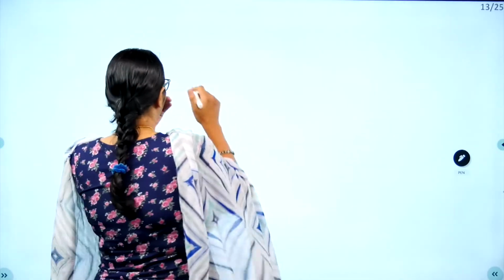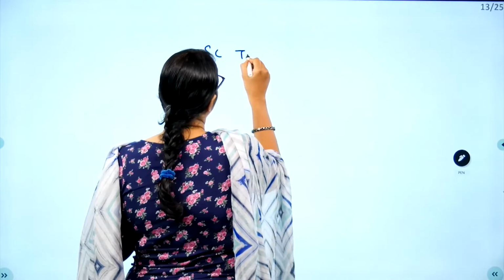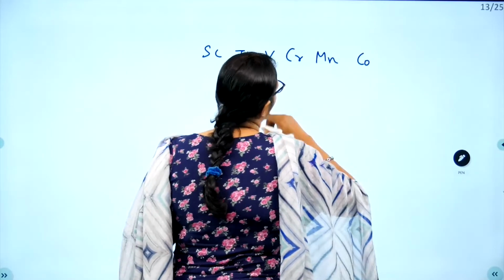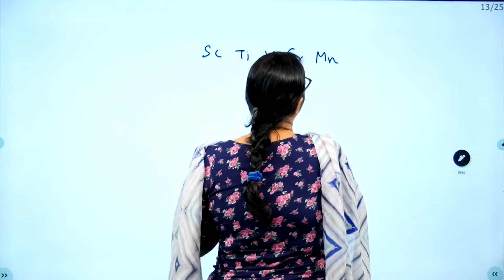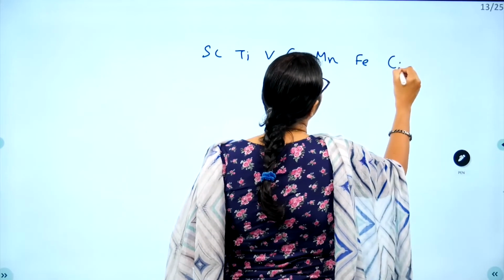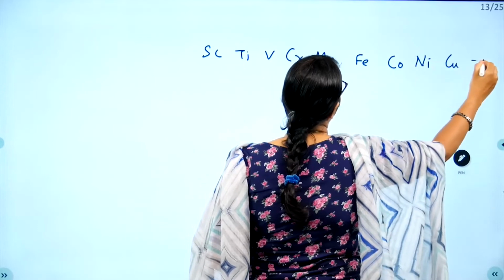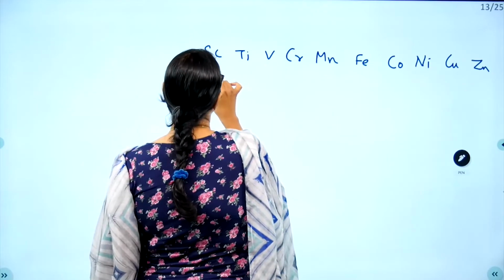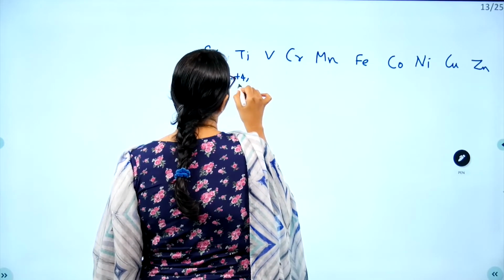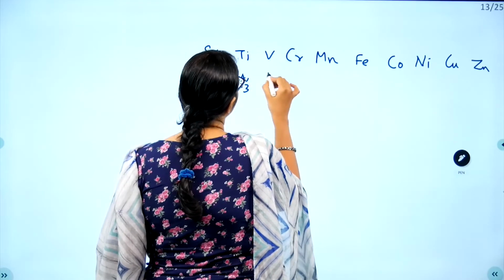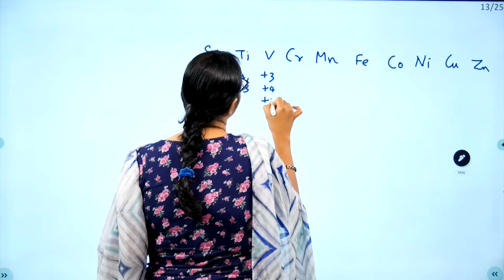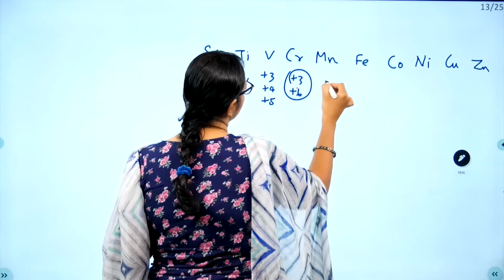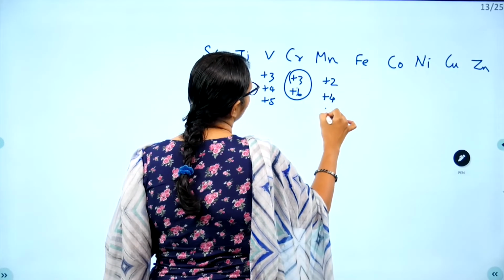So if you go till the middle: scandium, titanium, vanadium, chromium, manganese, cobalt. Iron will come next to cobalt. Iron, cobalt, nickel, copper, zinc. If you consider these elements, some can have only one oxidation state. So it can have like +4, +3. Here you can see +3, +4, +5. Here it can show +3, +6. These are the stable oxidation states, whereas manganese can show +2, +4, +6, +7.